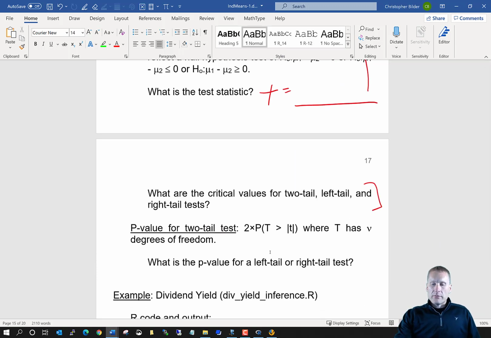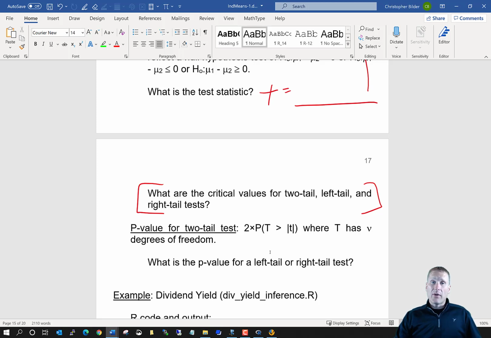On your own, make sure you can answer this question. If you can't, then you need to actually ask a question via message board or through other means that we have available to contact me. So the question is, well, what are the critical values for two-tail, left tail, and right tail tests?